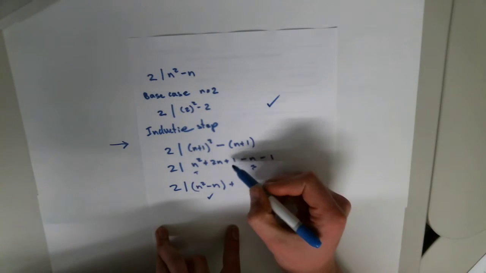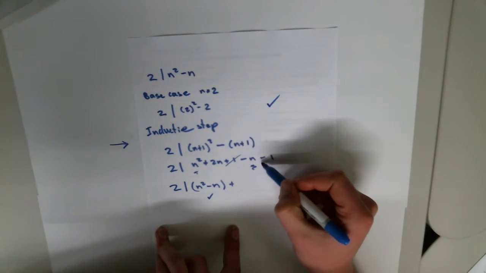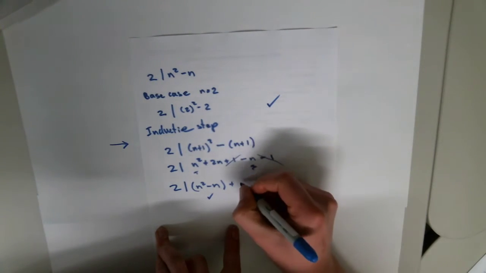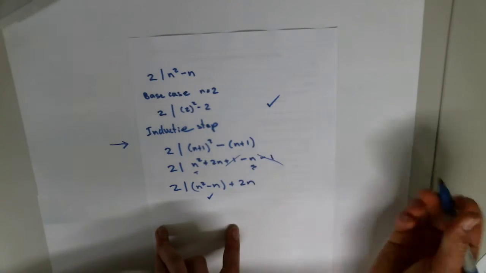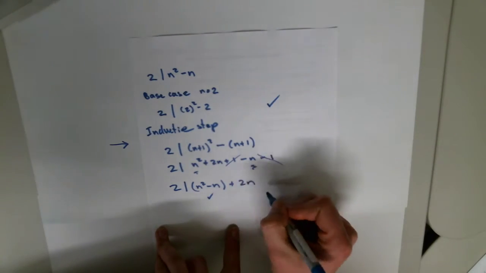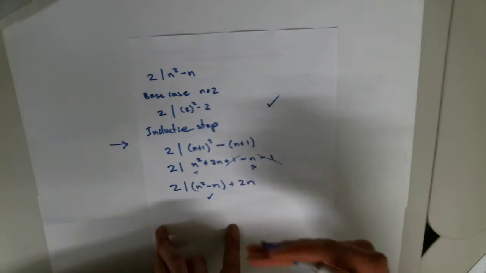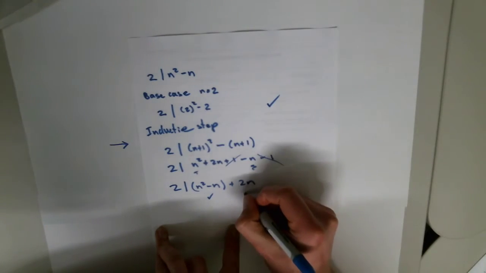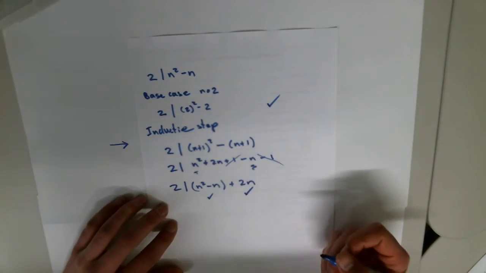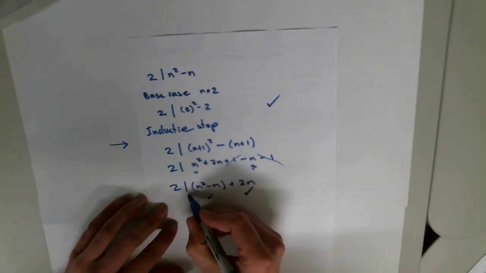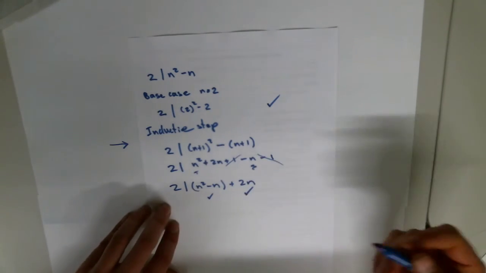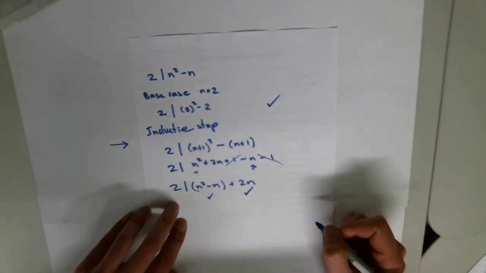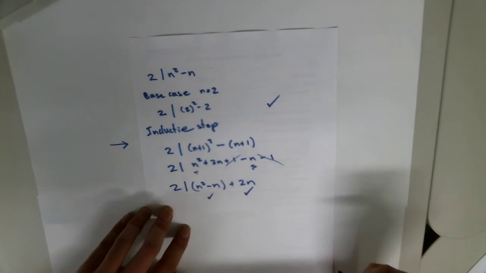So if we simplify the rest of these out, we can see that these cancel, and what we're left with is this 2n term. Now, hopefully it's obvious that anything multiplied by 2 will then be divisible by 2, so we know that this remaining term is also divisible by 2, and therefore this remaining expression will also be divisible by 2, and that's the end of our inductive proof.